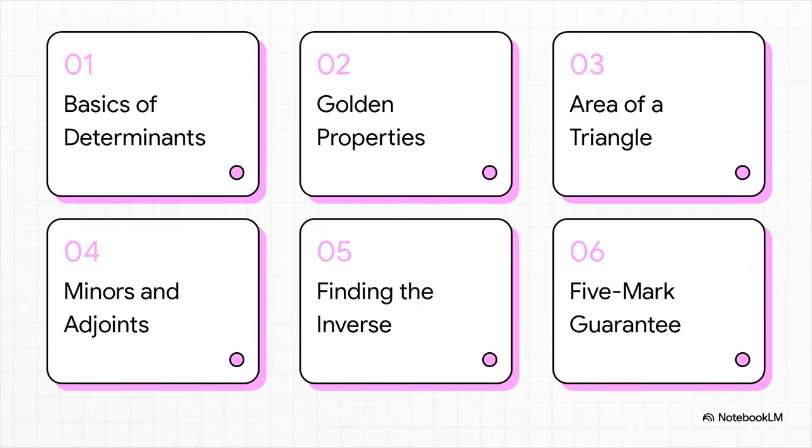So here's our game plan for today. We'll quickly cover the basics of determinants, jump into the 1-mark golden properties, look at the area of a triangle, tackle minors, cofactors, and adjoints, figure out finding the inverse, and finally conquer the 5-mark guarantee.